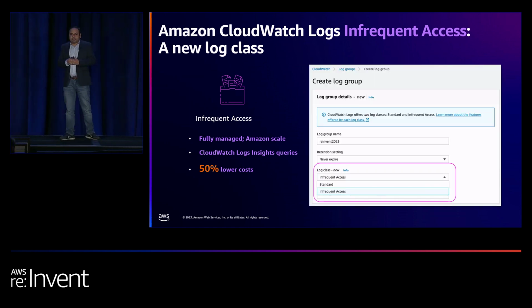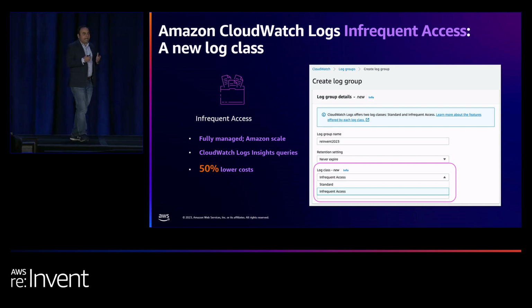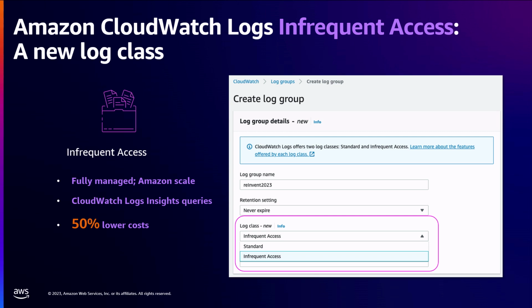All right, so you all must be wondering, how do we get started with this? Well, it's as easy as selecting the log class of your choice when you're creating a new log group. So in your create log group workflows, you will now see a new parameter called log class, which will have the default option of standard, which is the log class we already had, with all the capabilities and benefits it offers, but you'll now have the option to select infrequently accessed class if you want to.